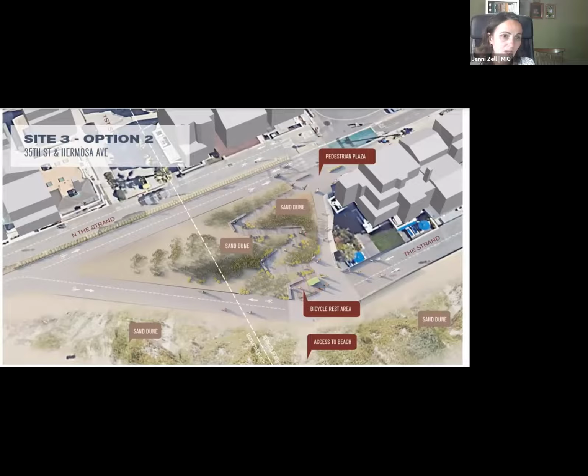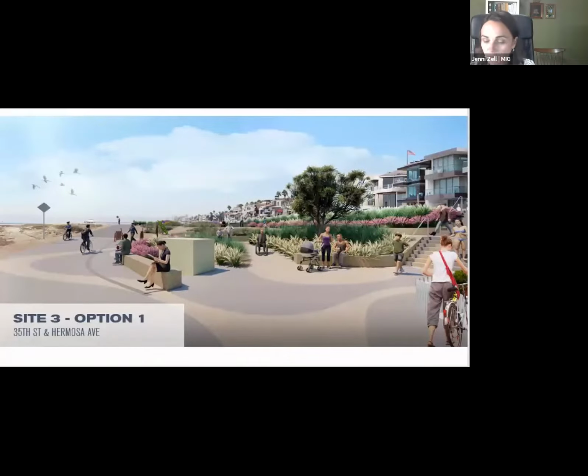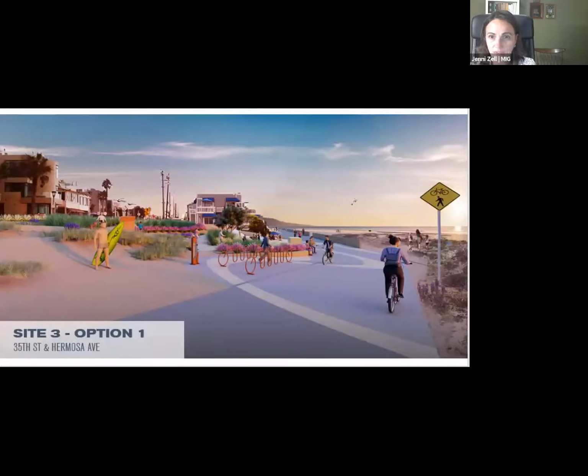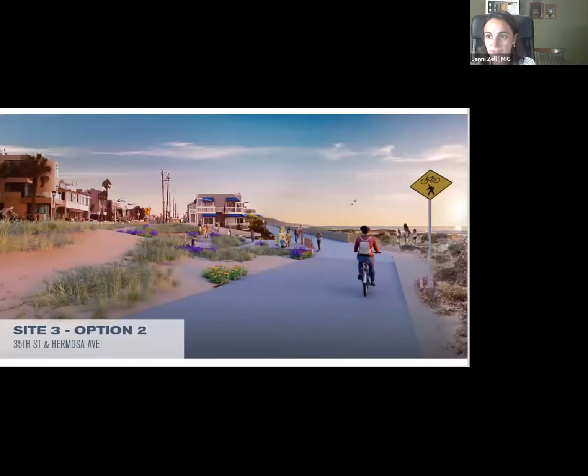Okay. And then we also had this sort of look and feel variations here for option 1 again. This is where the stair and ramp are integrated, more plaza-like. This is again option 1. Option 2. And option 2 heading south.